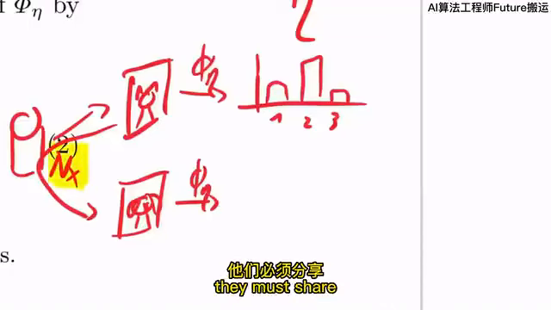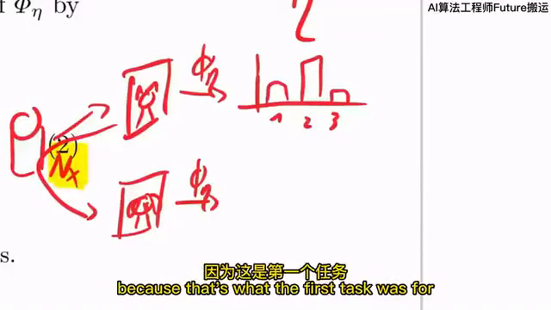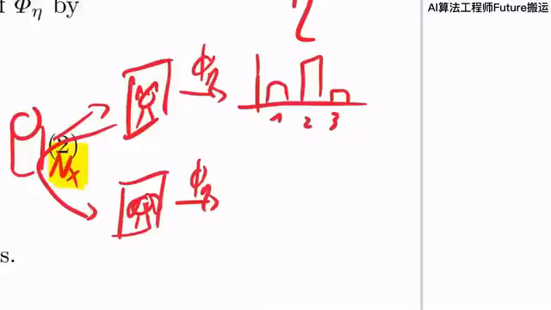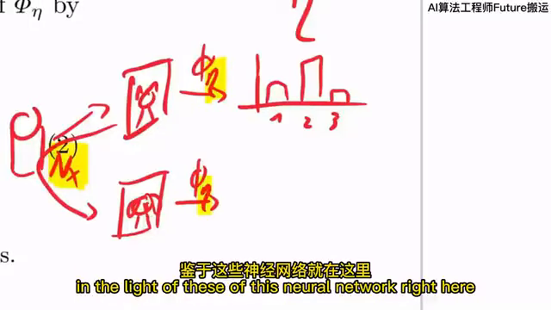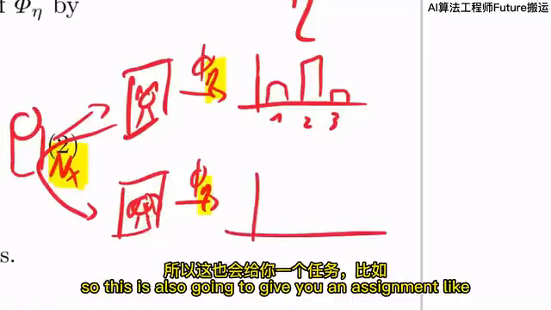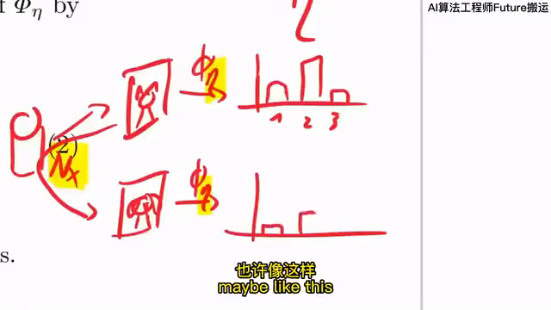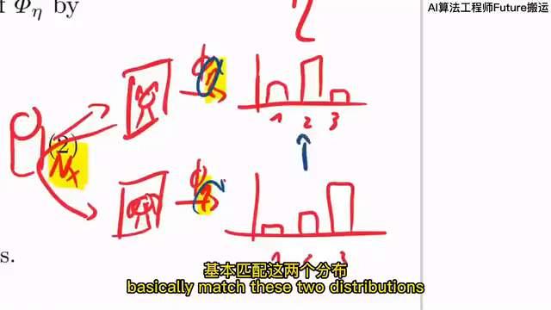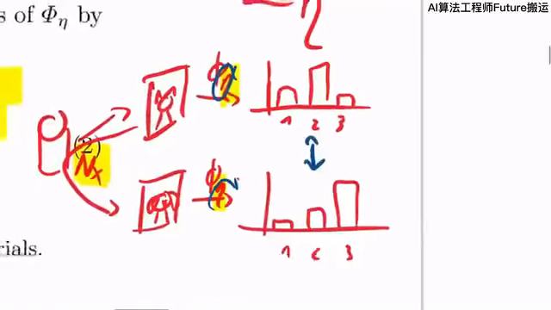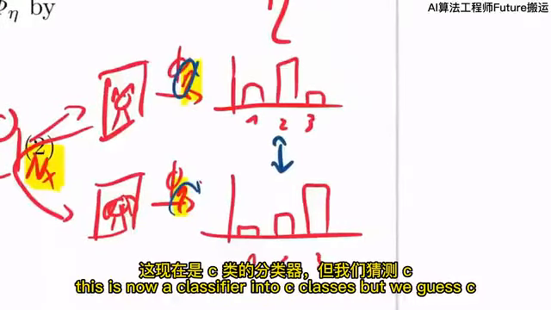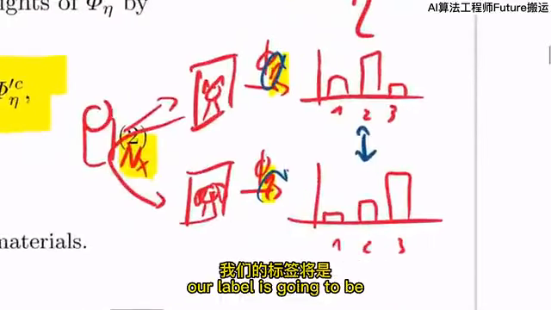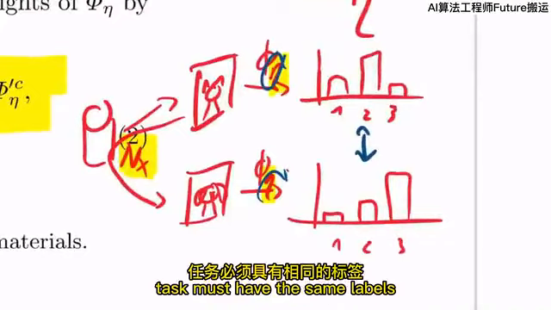And you also put that through the same network, and you're saying, since they were nearest neighbors in task 1, they must share some sort of interesting high-level features because that's what the first task was for. Therefore, I want to make them closer together in the light of this neural network right here. So this is also going to give you an assignment, like maybe like this. And now you train this network right here to basically match these two distributions. So this is now a classifier into C classes, but we guess C and we don't have labels. Our label is going to be: my neighbors from the first task must have the same labels.